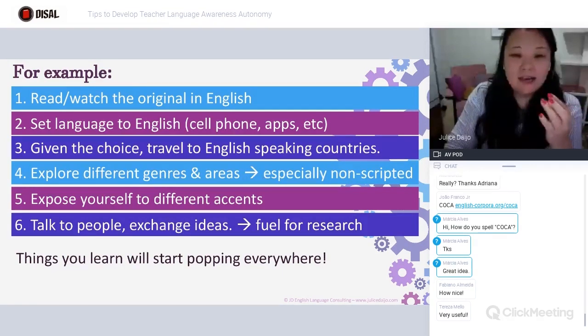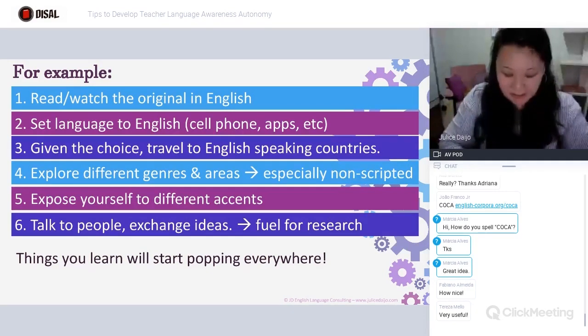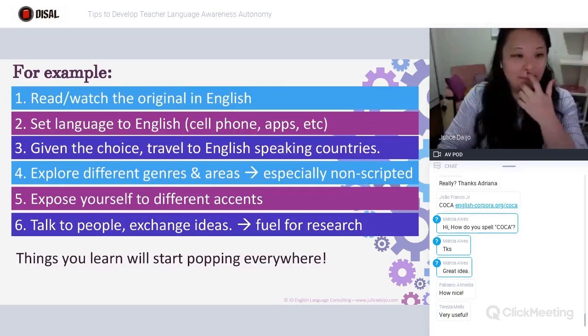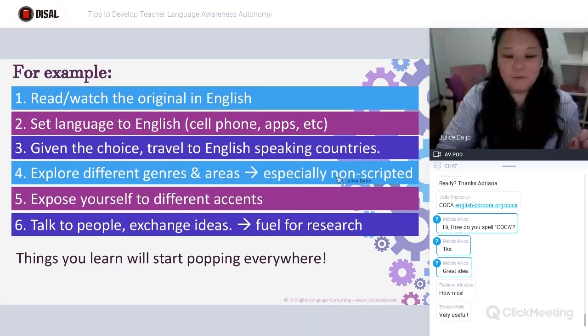Explore different genres and areas. This is key as well, especially non-scripted. I meant here, most teachers say, oh, I read a lot and I watch a lot of movies and series. Okay, try to get exposed to, for example, shows that are not scripted, like interviews. Because then the English is more natural. The speed is different from a movie in which the actor rehearsed and memorized some words.